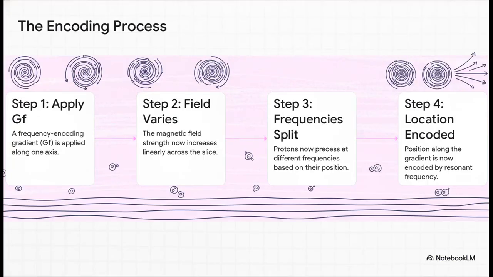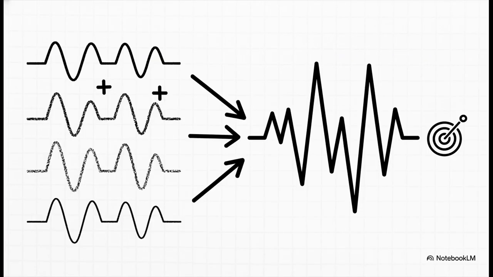This slide breaks it down perfectly. The gradient makes the magnetic field a little weaker on one side and a little stronger on the other. What happens? Well, the protons on the weaker side spin a bit slower, giving off a lower frequency signal. And the protons on the stronger side spin faster, giving off a higher frequency signal. It's that simple. We've just encoded left to right position into frequency. So, what does our receiver coil hear now?